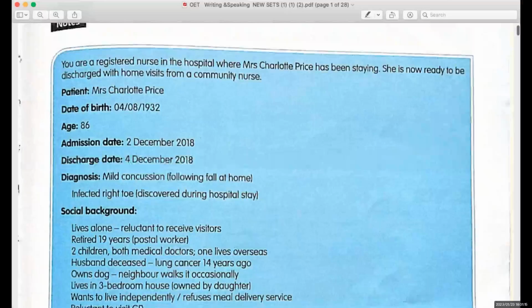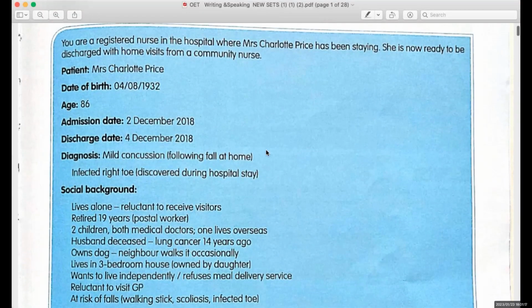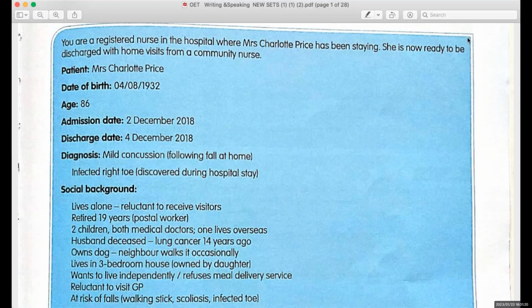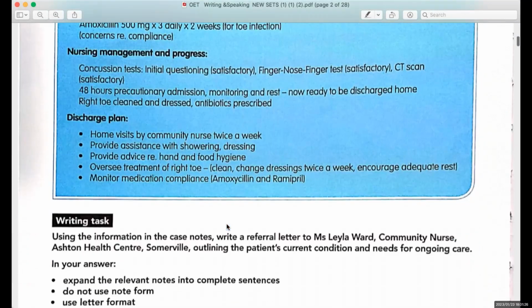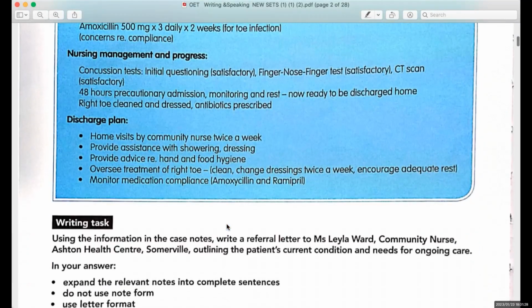Okay, let's read this. This is a question paper. This is a case note. It's a good one. Most of the questions that come in the exam are like this. Referral letters are extremely common. Usually, the type of the letter is going to be given at the bottom here.